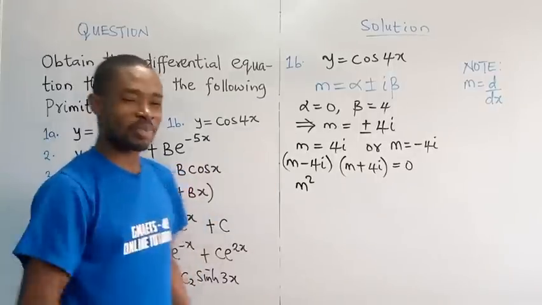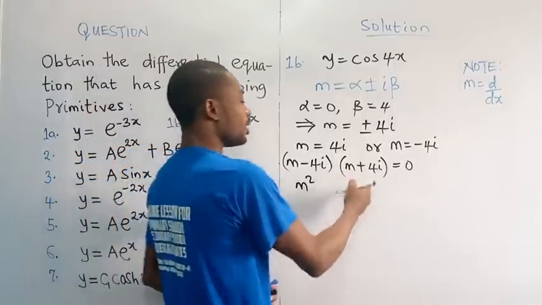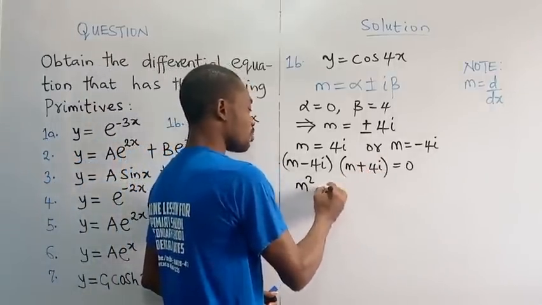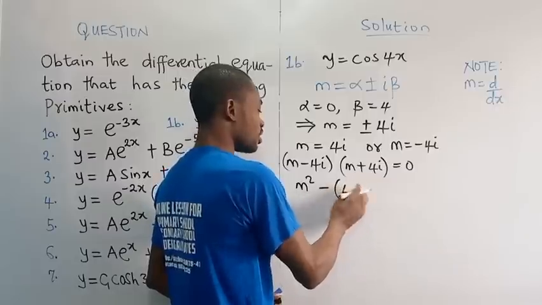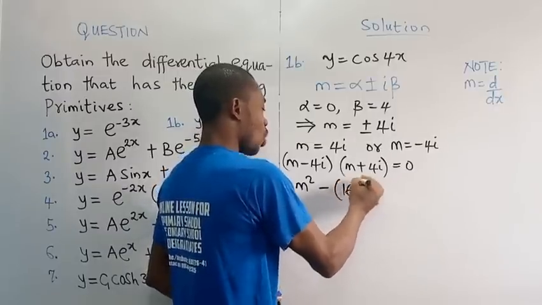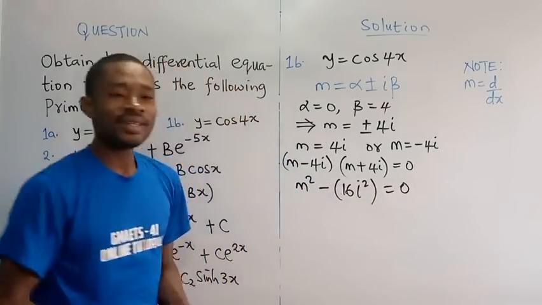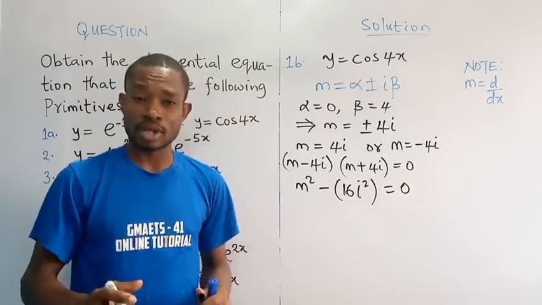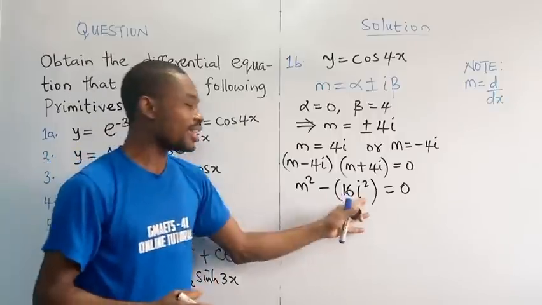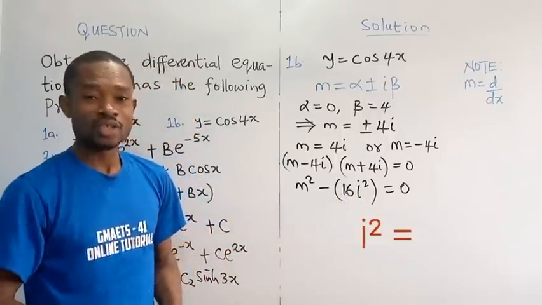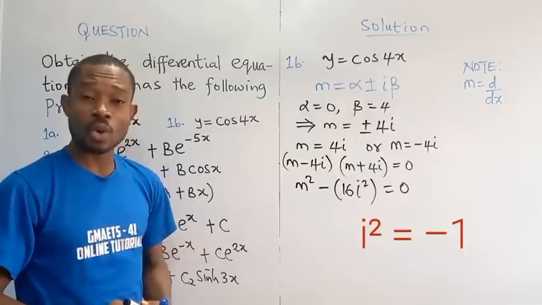So you're now left with minus 4i times plus 4i. I believe we can all expand this. Minus 4i times plus 4i will give us minus, let me open bracket and write, 16i squared. 16 what? i squared. Make it equal to 0. And then in the study of complex numbers in elementary mathematics, i squared is equal to minus 1. Note that i squared is equal to what?